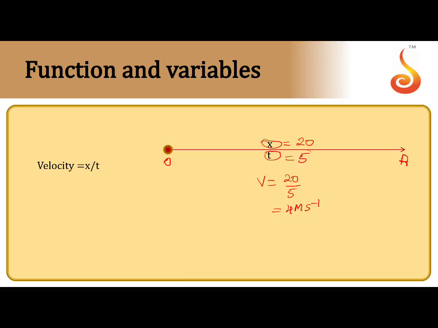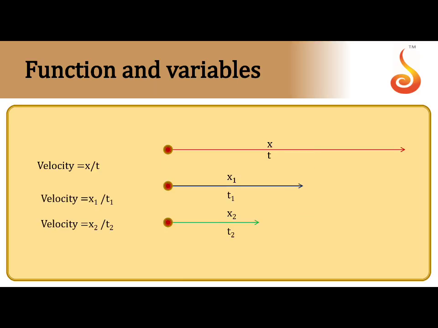Now I don't have the patience to wait for 5 seconds. I want to find it at a shorter time interval. Suppose I want to find the velocity at the end of 3 seconds. Now the distance covered is, let's say, 15 meters. Now the velocity is equal to 15 by 3, that is equal to 5 meter per second.